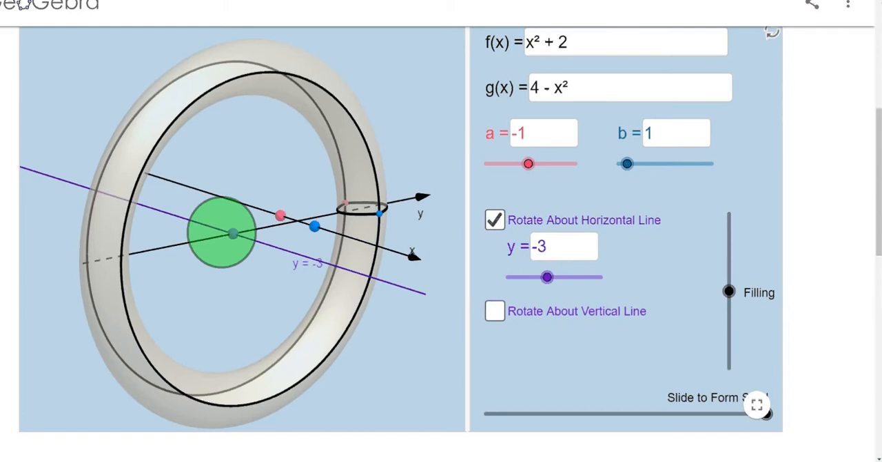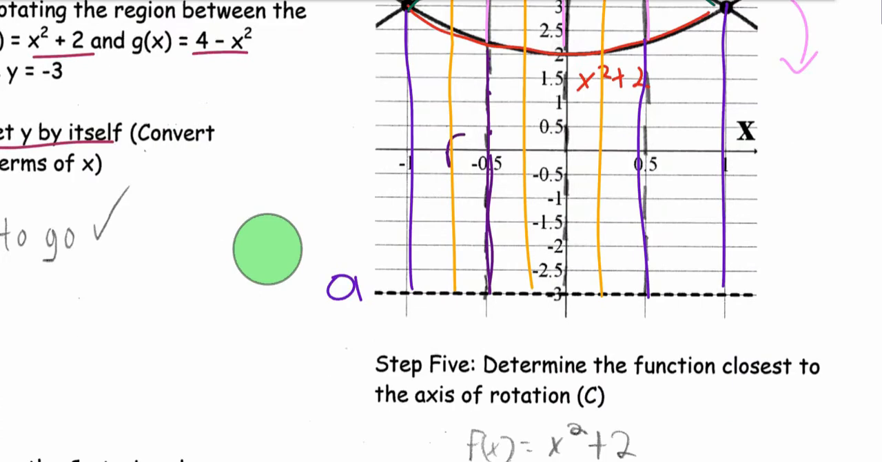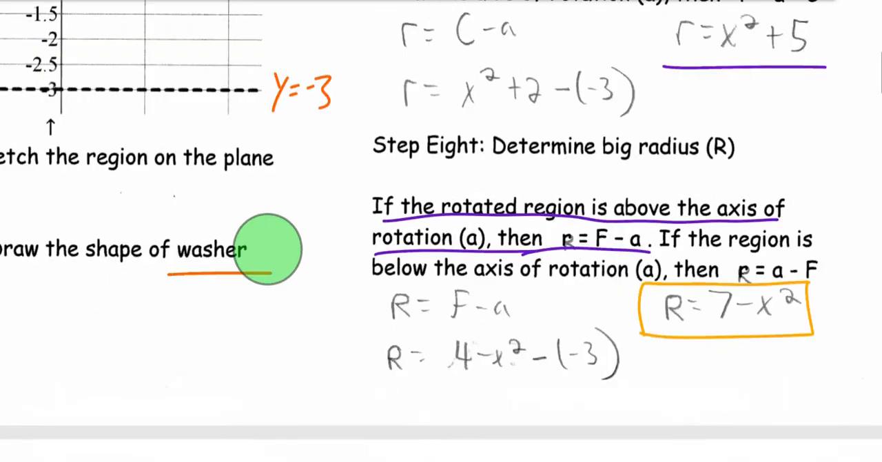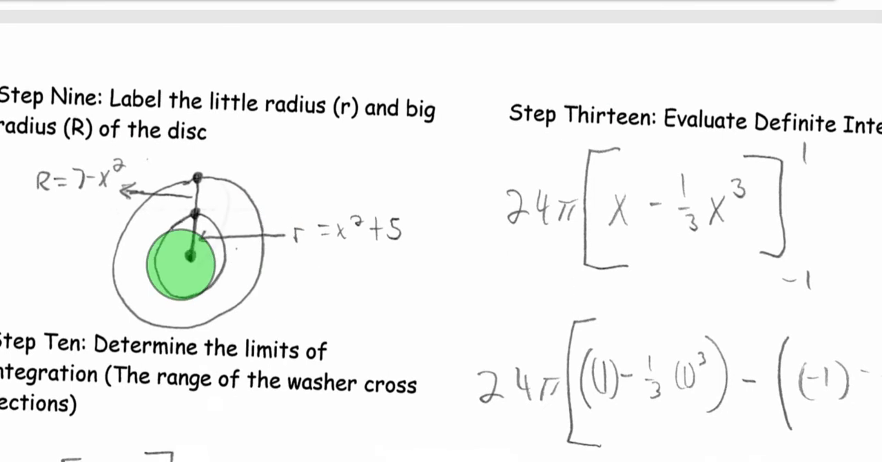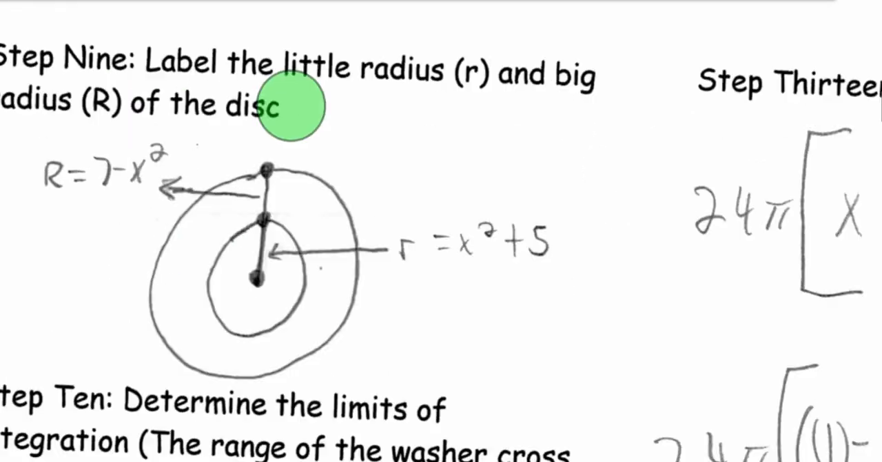So if we found big R squared minus little r squared, it would give a miniature washer, basically. And if we added up all the areas of those washers, we would get the volume of this ring, which is why it's called the washer method. And so now that we found little r and big R, we will next draw our washer and label the little radius and the big radius.